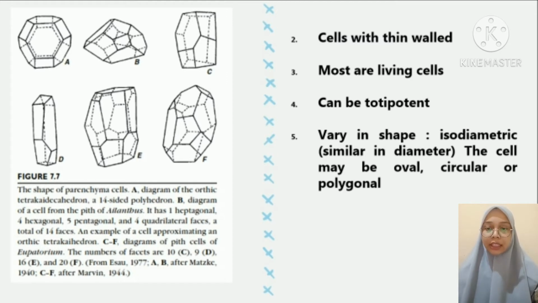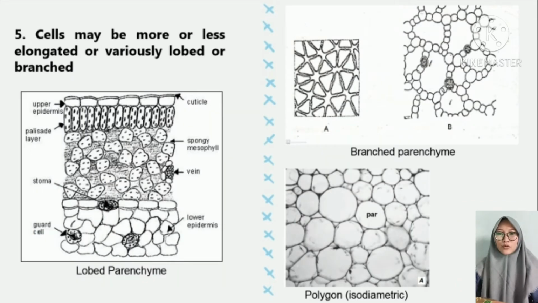C to F. Diagram of pith cells of Eupatorium. The numbers of faces are 10 in C, 9 in D, 16 in E, and 20 in F. And next, cells may be more or less elongate or variously lobed or branched. This picture shows several forms of parenchyma. First, there are polygons, secondly lobed parenchyma, and branched parenchyma.